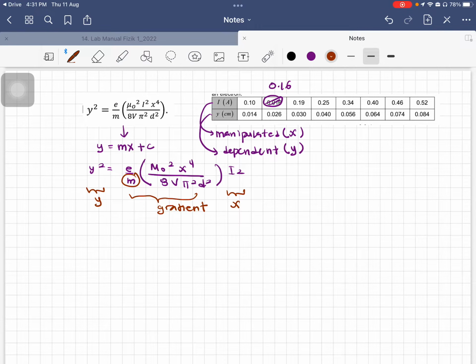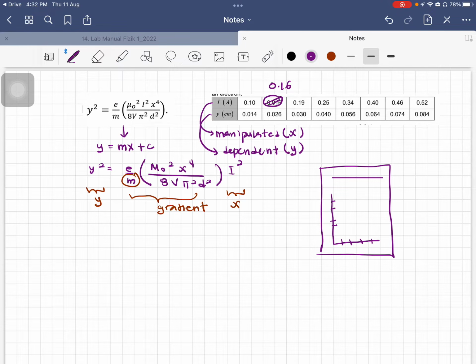That means you need to plot a graph of y square against I square. You have graph paper, and you need to plot it. This is your title here: graph of y square against I square. You need to find a suitable range. You don't want to plot it too small, so you need to find a suitable range.